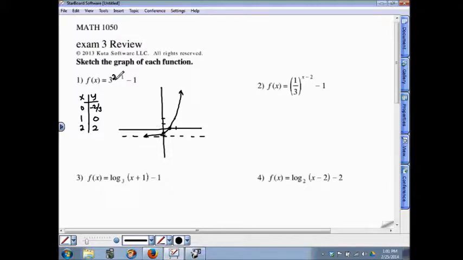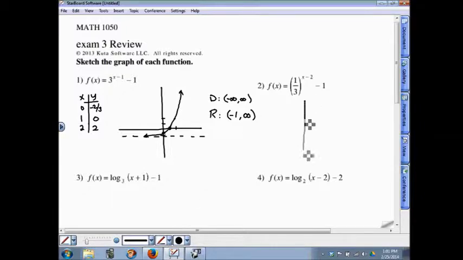So there's the graph. Now it doesn't specifically ask for it on this question here, but it may on the exam, the domain and range. The domain is all real numbers. The range doesn't include -1, but it's from -1 to infinity.